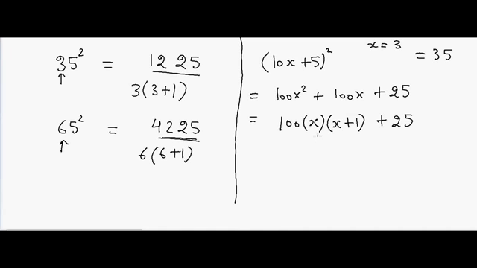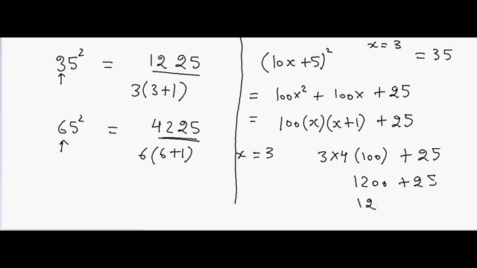So as you can see, we are taking the first digit, adding 1 to it, multiplying, then multiplying by 100 and adding 25. So if x is equal to 3, we'll get 3 into 4 into 100 plus 25. That will give me 1200 plus 25, so we'll get 1225. So this is how this trick works.